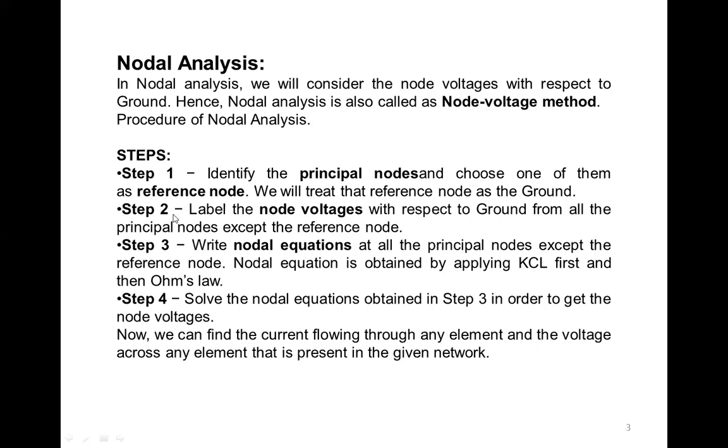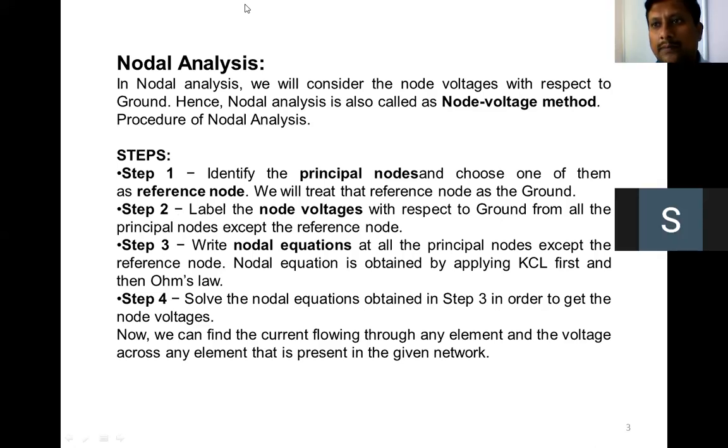In step number 3, we have to apply Kirchhoff's current law at each and every principal node. If we apply KCL at the first principal node, we get one equation. After that, if one more principal node is there, we again apply KCL at that second principal node and get the second equation. It depends on how many node voltages you have marked, like V1, V2, V3, etc. That many equations you can get.